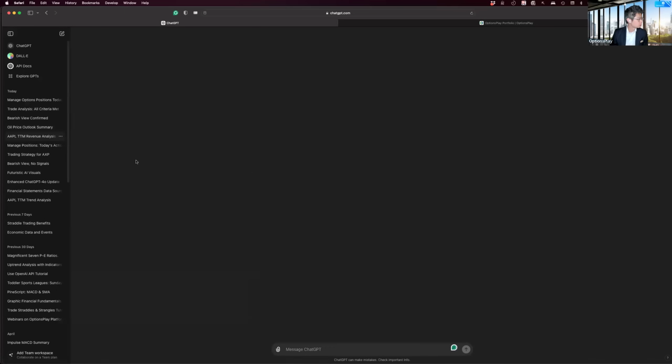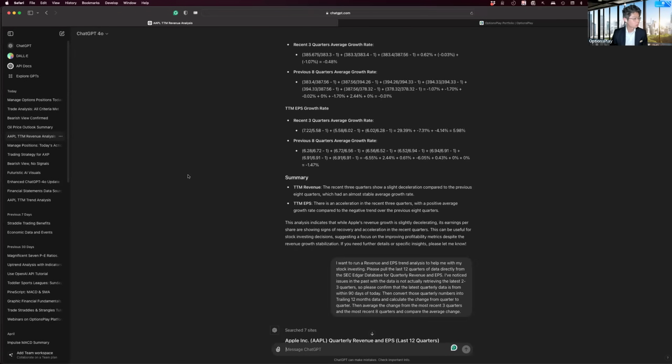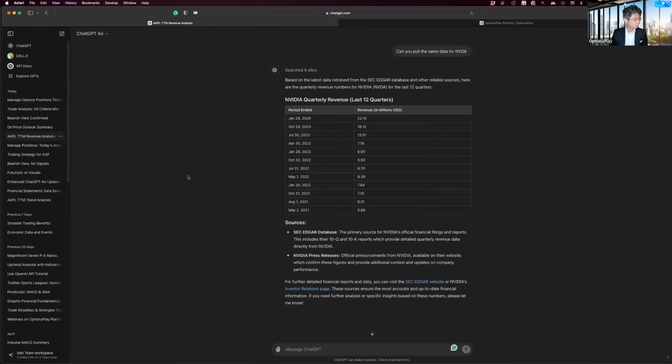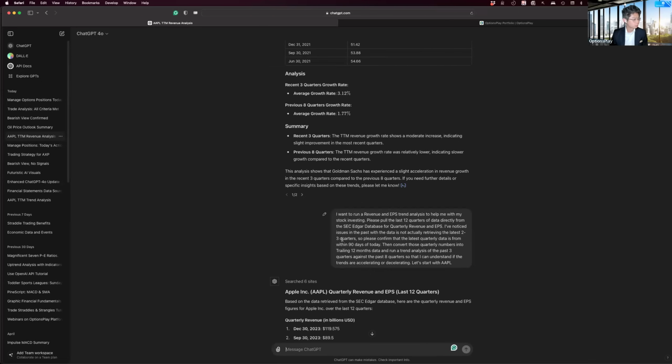Another one that I wanted to show you is this kind of trend analysis. So I really played around with this, and I spent a lot of time trying to figure this out. What we were doing was I prompted it to say, I want to run revenue and EPS trend analysis, pull the last 12 quarters of data directly from the SEC database, and convert those quarterly numbers into trailing 12-month numbers, and then help me run trend analysis for the past 3 quarters versus the last 8 quarters. What I wanted to know is, how are the last 3 quarters? Is it accelerating or decelerating versus the last 2 years?